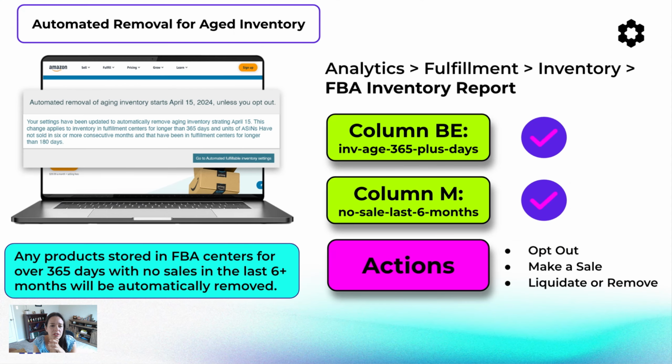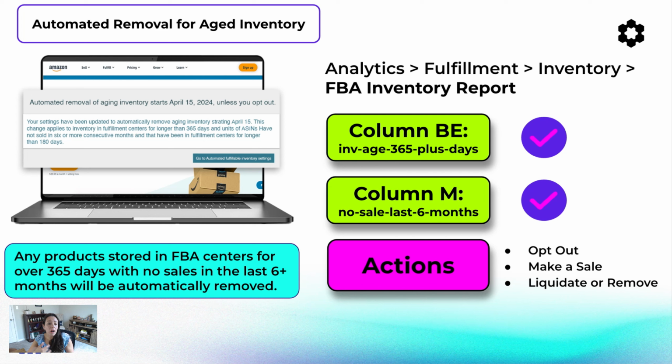And then just a real quick tip, if you do have items that are very slow sellers and they've been aged over a year, and they have had no sales for the last 6 months, Amazon's going to automatically remove that inventory. This is not a common thing, but we have worked with sellers in the past who've had this, and one of the sellers had probably 2 dozen ASINs that were in this category. So there's a couple of things you can do.